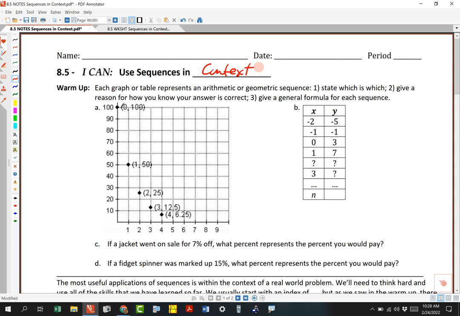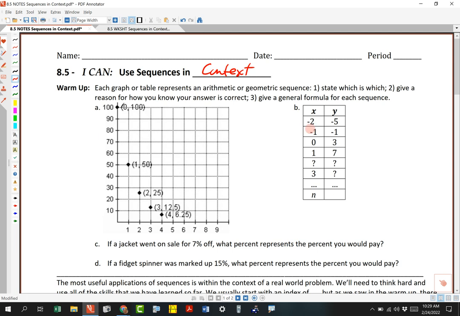So we're going to see the same two sequences that we've been using. We're going to use arithmetic and geometric sequences. Notice that the formulas are still on the board here. We're going to use those to figure out some more complicated things, some things that we can actually use on a day-to-day basis. So what we've got right here is a graph, and over here we've got a table.